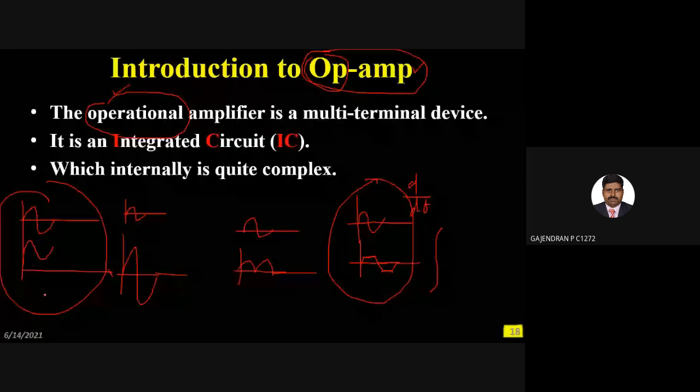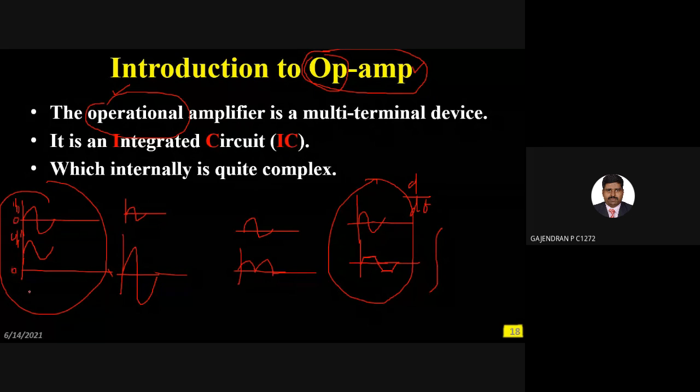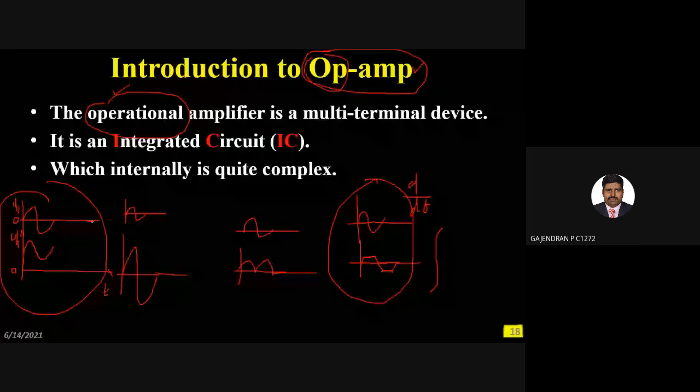What about this one? This is my input signal. This is my output signal. The input signal has a DC value of 0. For the output signal, this is my 0. So what will this signal be? What will this particular thing be? We have seen this as the application of a diode.